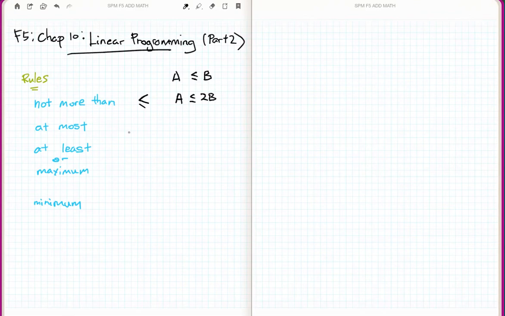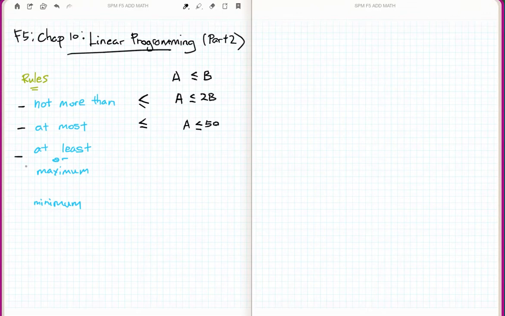Then another term, and it will be represented by a solid line. At most means maximum. That would be at most 50, so A is at most 50. At most, the maximum is only 50. So this is how it should look. Therefore, they should have the same sign, less than or equal to.